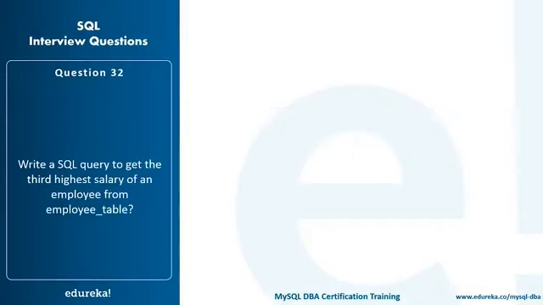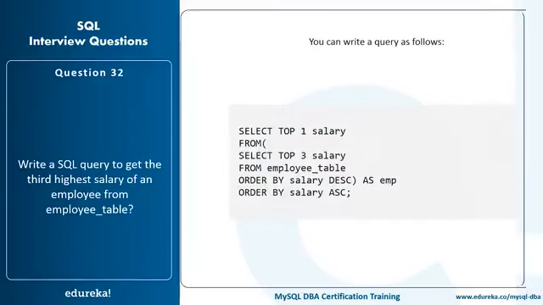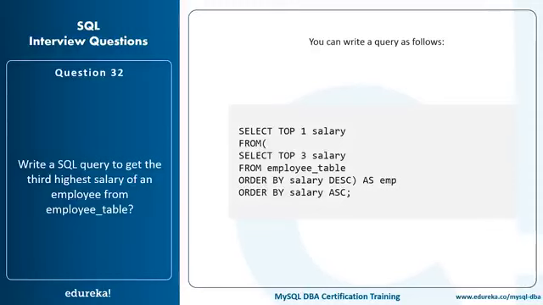Now let's move forward to our next question: write a SQL query to get the third highest salary of an employee from an employee table. To get the third highest salary, you can write a query as you can see on the screen. You can just mention select top 1 salary from, and then write a subquery which says select top 3 salary from employee table order by salary in descending order as emp, and then order by salary in ascending order for the outer query. So you can write a query like this, guys.